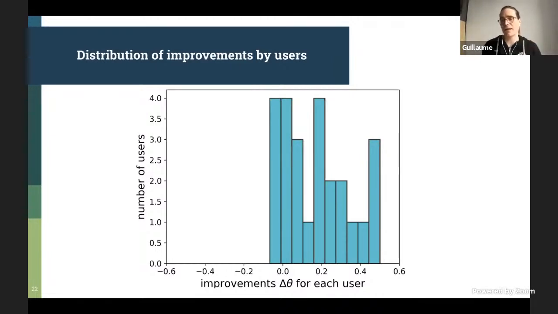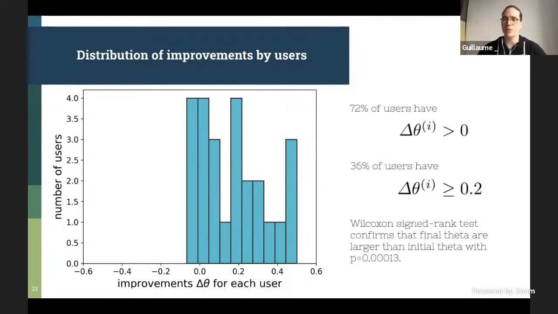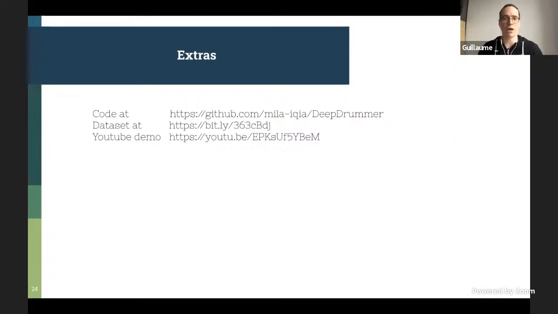And there are some people who are a bit disappointed, but most people saw some improvement. If we actually do the counts, we had 72% that saw some improvement, and 36% that saw an improvement bigger than 0.2. So that's nice. And just to be more formal about it, we ran a Wilcoxon test that confirms that the final ratios are bigger than the initial ratios, with a p-value of 0.00013. So we were happy about that. And we have our code online. We also have the drum loops that we generated during this experiment available, and we have a little demo on YouTube.